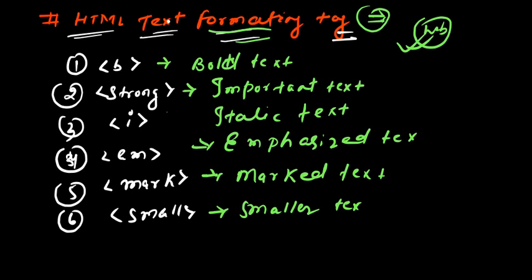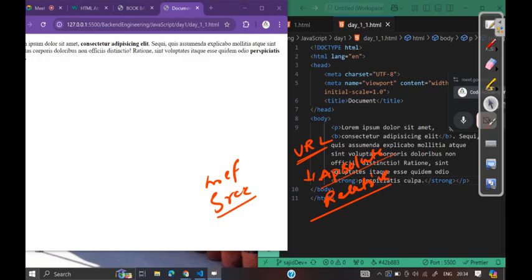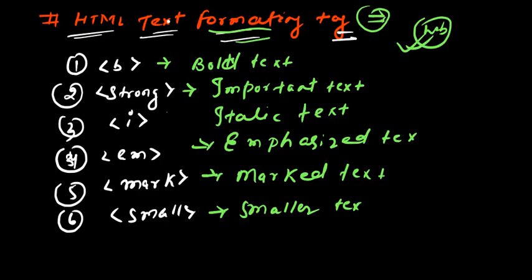So when do we use the strong tag and when do we use the bold tag? When I want to mark bold text or any important point or any important word, then we can use it as a strong word. Both look the same, right?